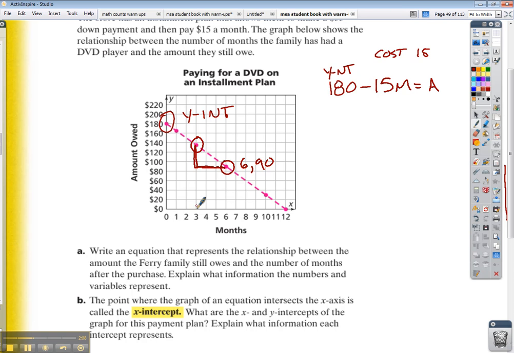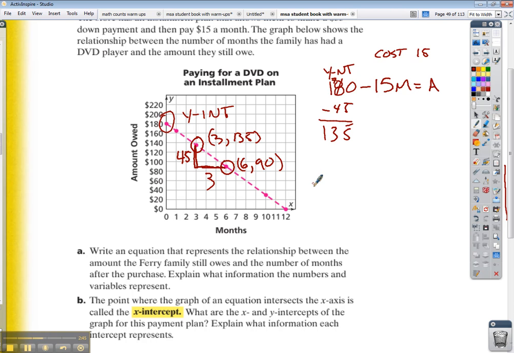This point here is 3 times 15, which is 45. 180 minus 45, I'm going to borrow, so that's 135, and that matches here. So how many months separate these two dots? We're going from 3 to 6, so that's 3 months. If I go from $135 to $90, that's going to be $45.